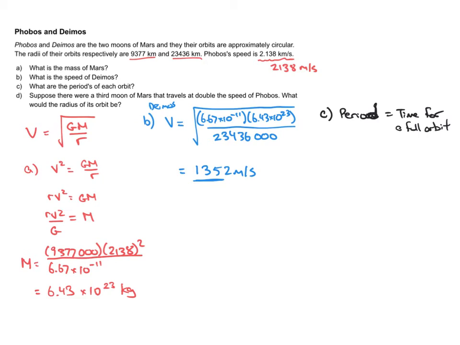So for this, since it's going at a constant speed, we can actually use the speed equals distance over time formula. Capital T is generally the symbol to use for period. Rearranging this gives me time equals distance over speed.